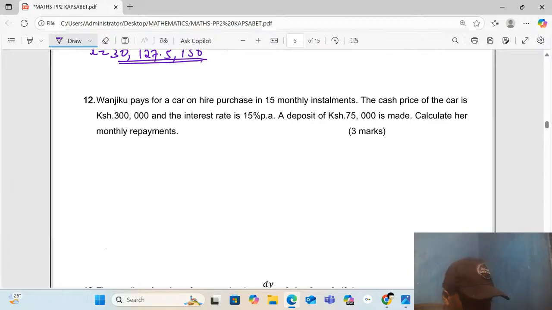Wanjiku pays for a car on hire purchase in 15 monthly installments. The cash price of the car is 300,000 and the interest rate is 15% per annum. A deposit of 75,000 is made. Now you calculate monthly repayments. So we can find the value of the principal. How do you find principal? You take the cash price, which is 300,000. We subtract the deposit, which is 75,000.